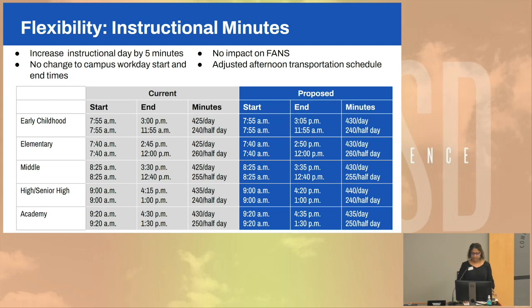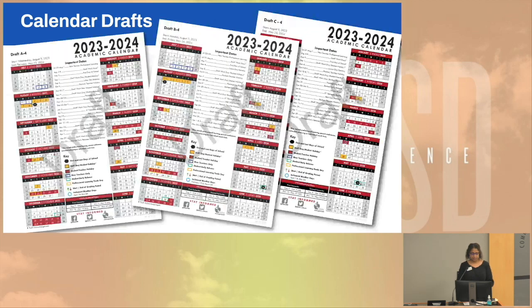Just a recap from last time. You saw a slide that looked like this, but we've added the idea of increasing the instructional day by 5 minutes. And so the calendars that you have in front of you are a reflection of doing that. Looking at the flexibility of our instructional minutes, we're extending the day across all levels by 5 minutes, without changing the campus workday start and end times, with no impact on food service to the students during the day, and then making an adjustment perhaps in the afternoon to the transportation schedule. So the calendar drafts that you have in front of you are a reflection of that.